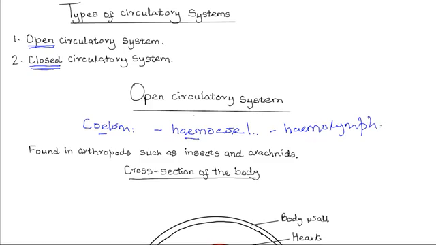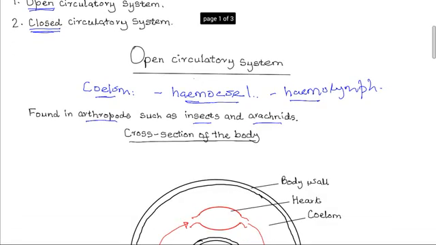So in the open circulatory system, the blood is pumped and flows through the coelom, and this makes the coelom a hemocoel. And the blood that flows through the hemocoel is known as the hemolymph. The open circulatory system is found in animals such as the arthropods, which include insects, and arachnids such as spiders.